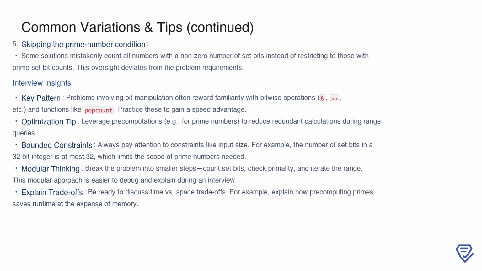Adopting a modular approach to the problem, breaking it into smaller steps like counting set bits, checking primality, and iterating through the range, can make your solution easier to debug and explain. Finally, be prepared to discuss trade-offs, such as how pre-computing primes trades off higher memory usage for improved runtime efficiency.